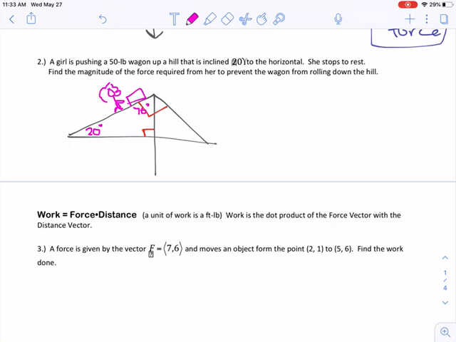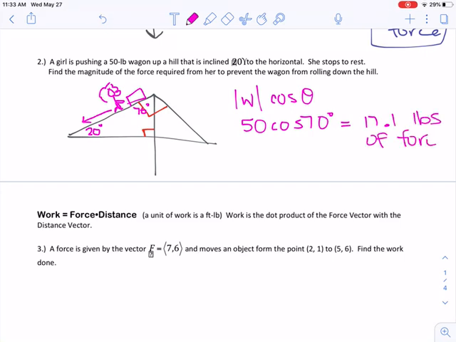So now, if I want to figure out how much force is needed to stop her from going down the hill, that would be the magnitude of W times the cosine of theta. So the weight of the wagon is 50 pounds times the cosine of 70 degrees. And we need 17.1 pounds of force. So this is our first type of problem.